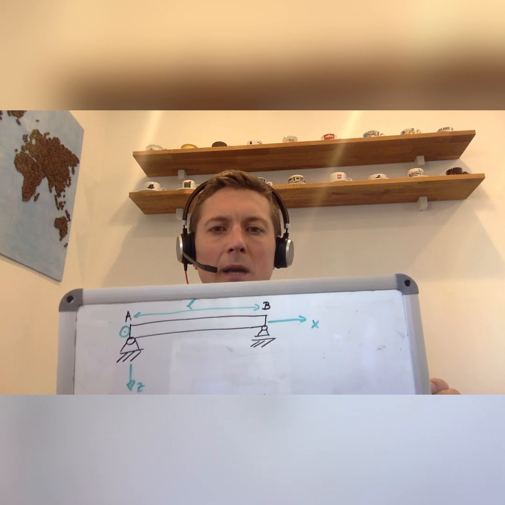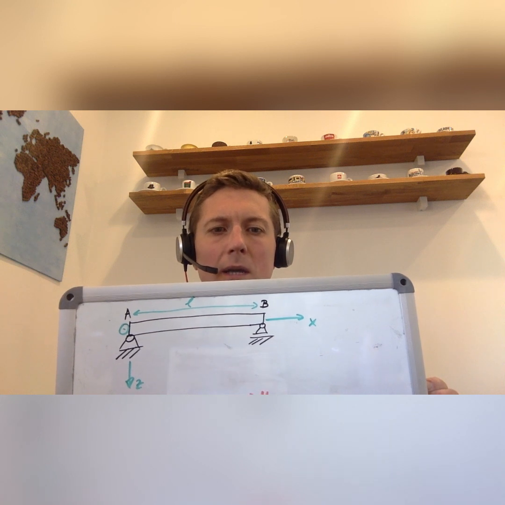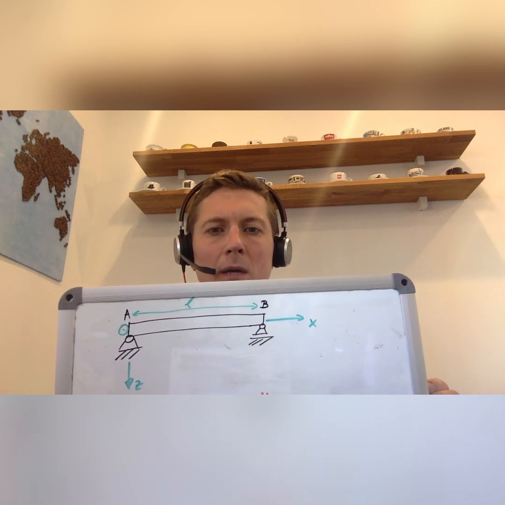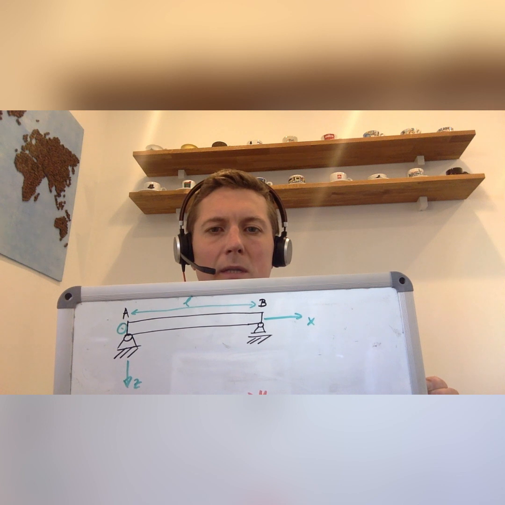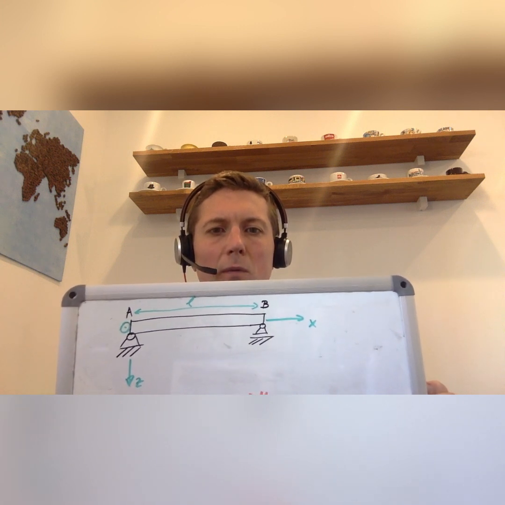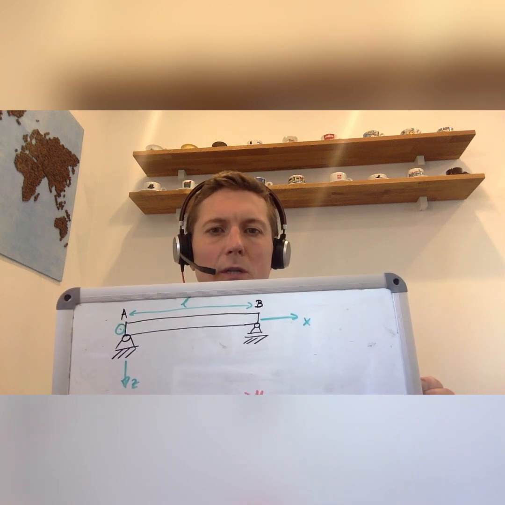In this case, I've introduced a typical coordinate system used for beams where we have the x-axis along the beam to the right, the z-axis downwards, and the y-axis coming out of the plane. You can check by using your right hand that this is a positive coordinate system where the thumb is the x-axis, the middle finger is the z-axis, and then your forefinger will come out of the plane, which is the direction of the y-axis.